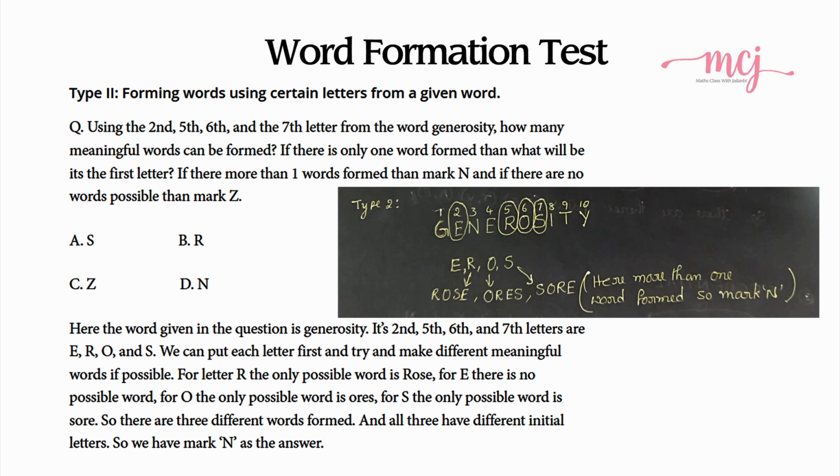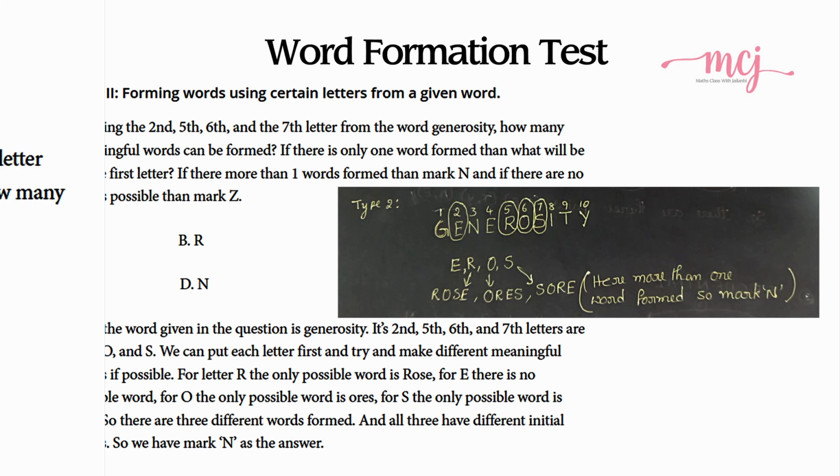For letter R, the only possible word is rose. For E, there is no possible word. For O, the only possible word is oars. For S, the only possible word is soar. So, there are three different words formed and all three have different initial letters. So, we mark N as the answer.